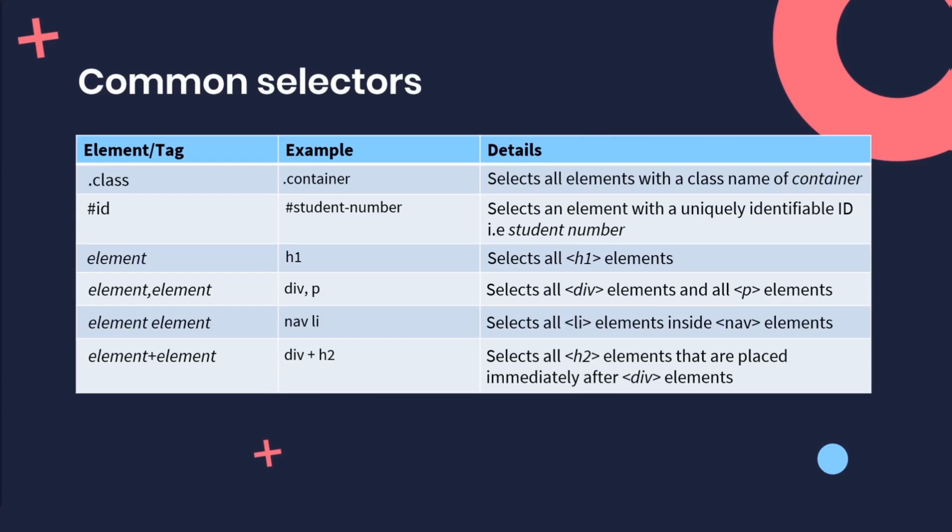And then we have element without the comma. And here we are saying take the navigation list. So we've got a nav and a list item. And we're saying select all the list items inside of the navigation element. So we are not styling the navigation element.